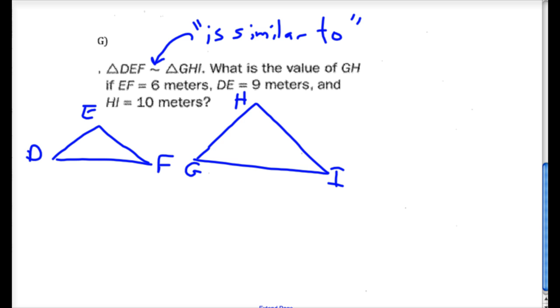We're going to find GH. I'm going to call that X. EF is 6. DE is 9. And HI is 10. I got lucky. The right one is bigger. Hooray. Okay? Everybody try to set up a proportion using your X, your 10, your 6, and your 9. There's a lot of them that work. You guys do it.